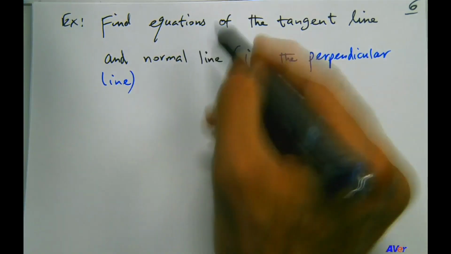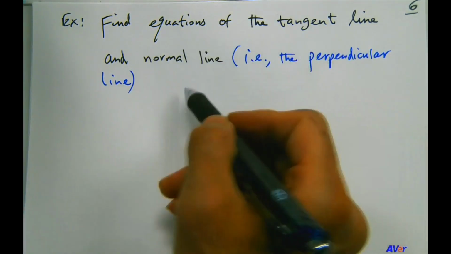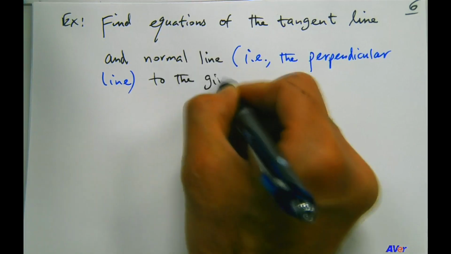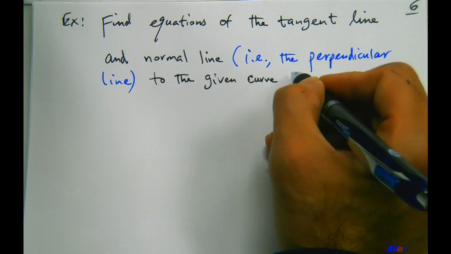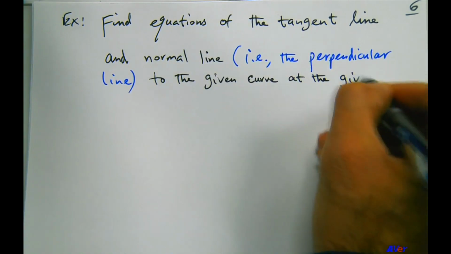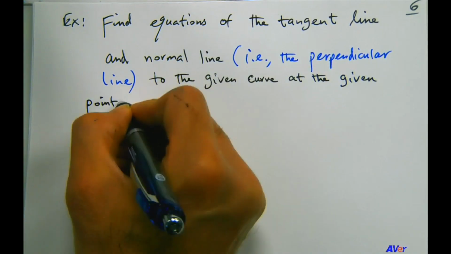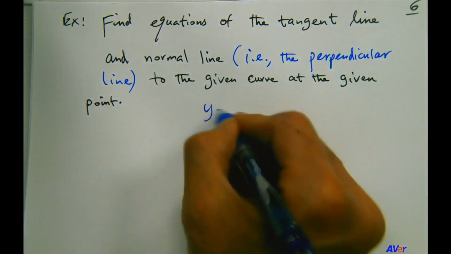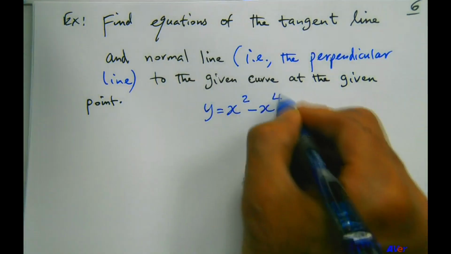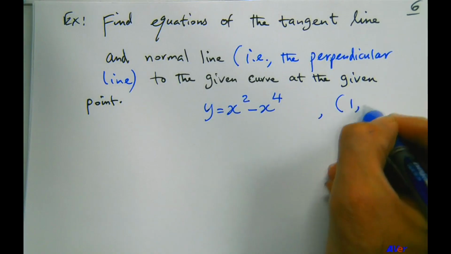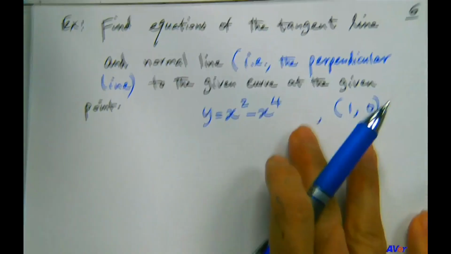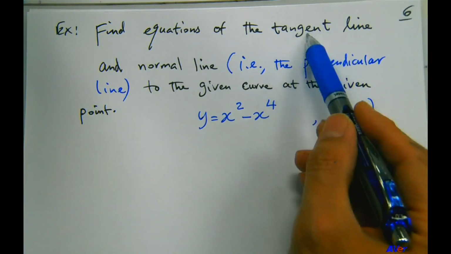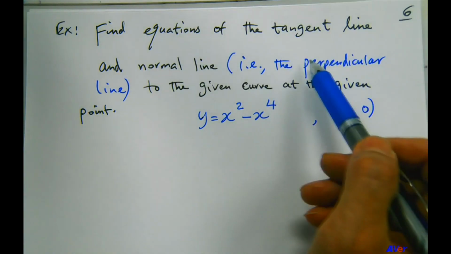Okay, so we want to find equations of the tangent line and the normal line, or the perpendicular line, to the given curve at the given point. Here's the curve that we have: x squared minus x to the 4th, and the point is 1, 0. Well, we've already learned that if we know the slope of any line and a point on that line, we can write its equation.